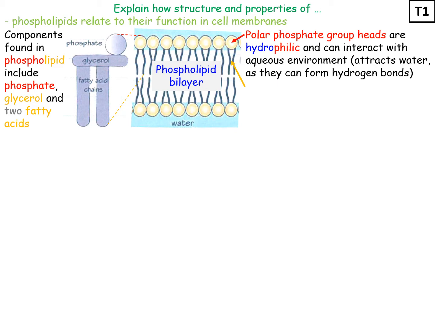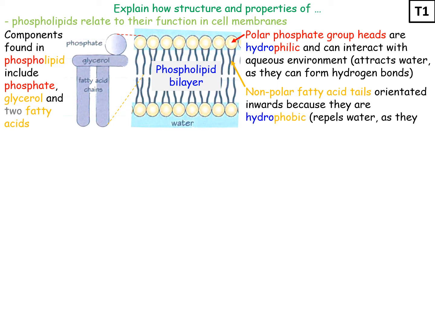On the inside of the phospholipid bilayer, you've got the non-polar fatty acid tails. They are oriented inwards, and the reason for that is these fatty acid tails are hydrophobic, so they repel water. Because they're non-polar, they can't form hydrogen bonds with water, so they prefer to be inwards, away from the aqueous water environment.